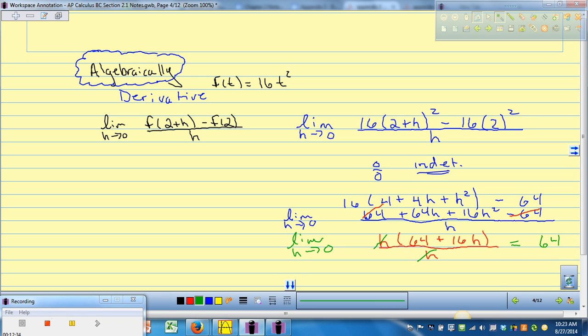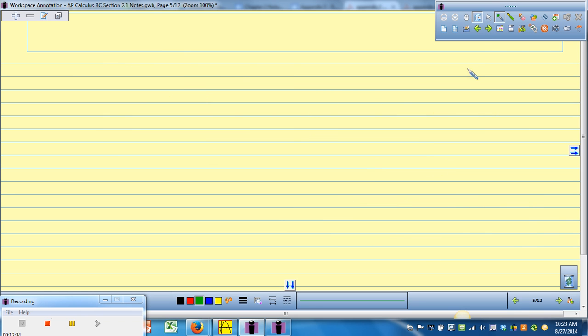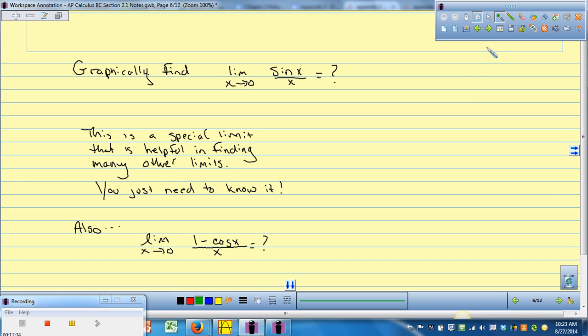So, we have just algebraically found the slope of the tangent line when t equals 2, instantaneous rate at t equals 2, the derivative at t equals 2. Questions there? Nope, we're good? All right, moving on.